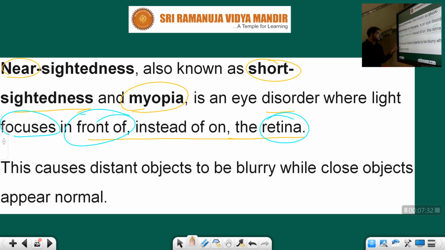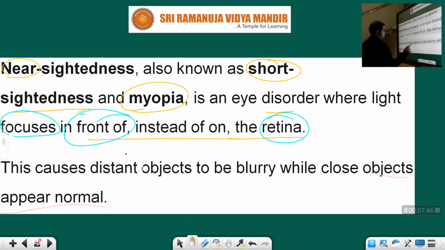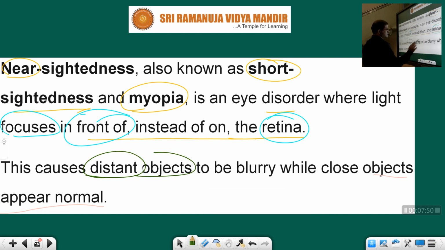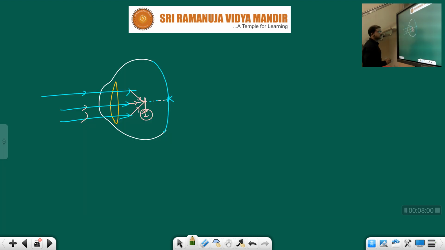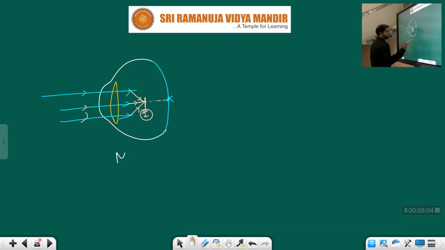What's going to happen? This causes distant objects to be blurry while close objects appear normal. Objects which are close to us appear normal, children. Objects which are distant from us become blurry, while close objects appear normal. So this is the condition. This is the working of the eye which was affected by myopia, children.